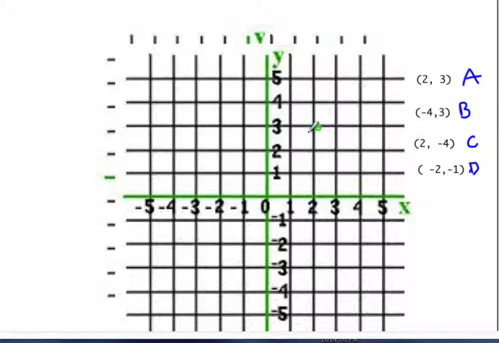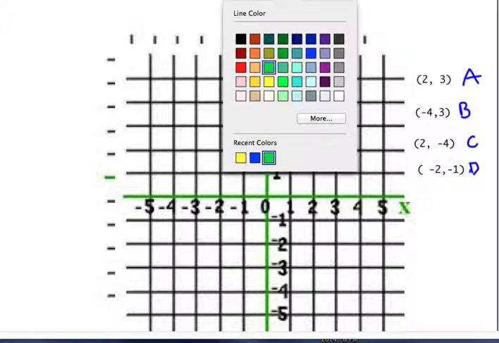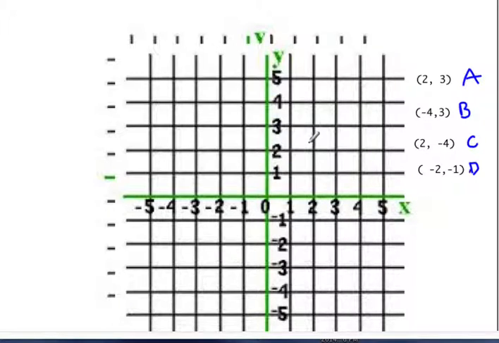That's where letter A would go. I'll erase that and put letter A. So here is letter A at 2, 3. The next one is -4, 3. So I use my x-axis first. So I go over to -4. And I go up 3 because the next number is positive. So B would be located right here, this intersection.